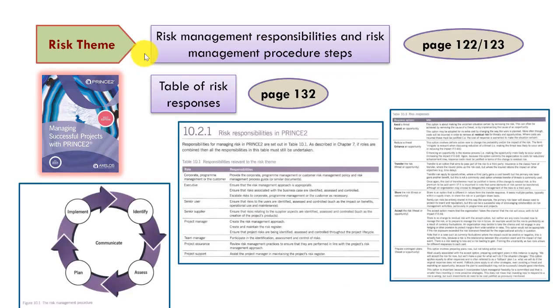Moving to the risk theme, risk management responsibilities and the risk management procedure steps, pages 122 and 123. Here's a great diagram. It reminds you of the identify as the first step. I'd even put a number 1 there. Second is assess, then plan, then implement, and you go around the loop. Communicating is the 5th step, relating to all of them. A handy quick reminder if you're being asked about a certain step within risks.